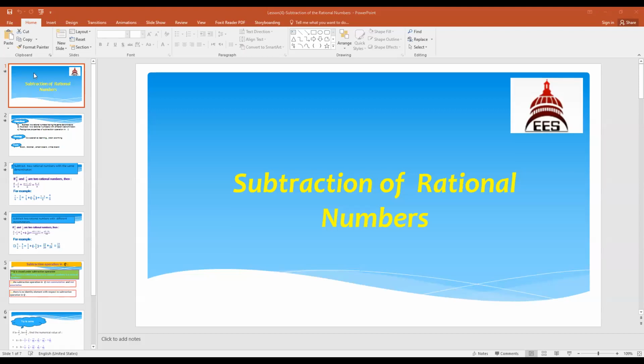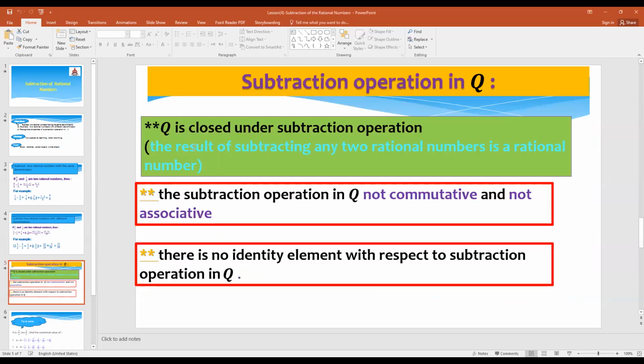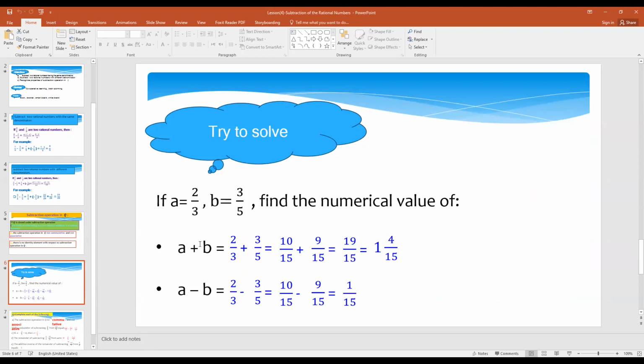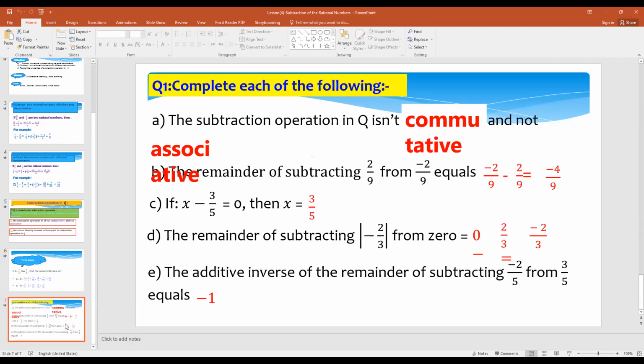Again, today we studied subtraction between two rational numbers, and we know the properties of subtraction. We said that Q is closed under the subtraction operation. You don't have any property of subtraction like commutative or associative. You can't change the places in the subtraction operation or put brackets to get the same results. You have no identity element in subtraction. And you know how to substitute the values of the variables to get the results.